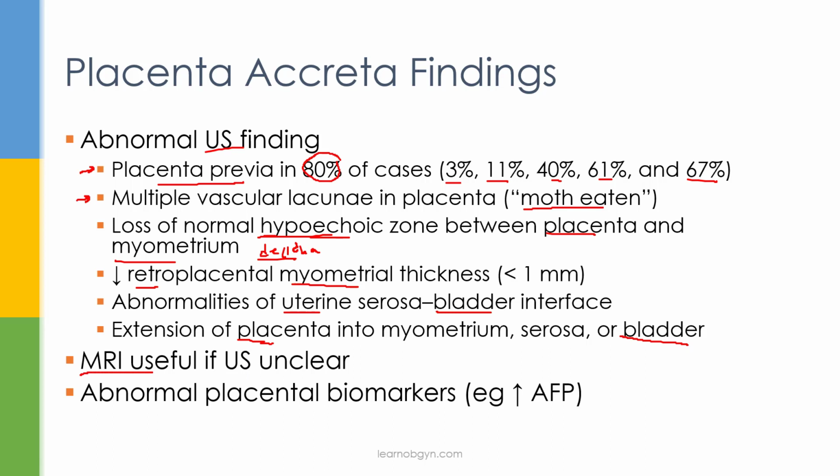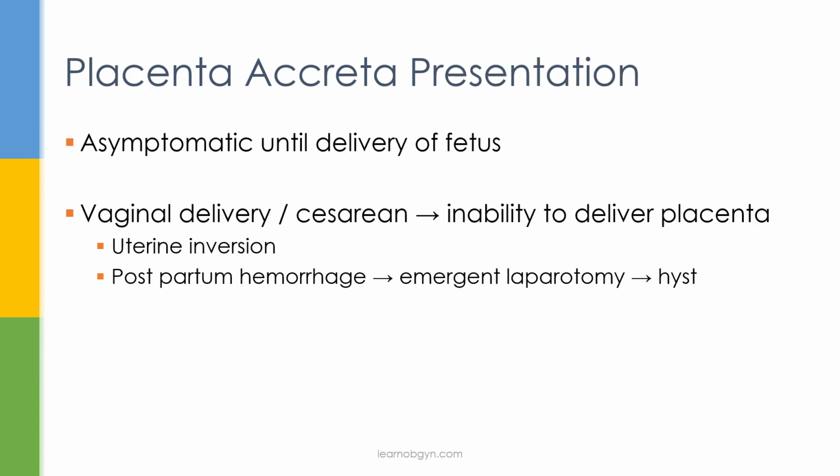Another interesting fact is sometimes you'll see abnormal lab markers, especially the ones you use on a quad screen. For example, you may see an elevated AFP. But this, as an isolated finding, is not a way to diagnose placenta accreta. It should just make you a little bit more suspicious if you see it along with these other findings here. Besides those abnormal ultrasound findings, a patient with a placenta accreta is basically asymptomatic until after they deliver the fetus.